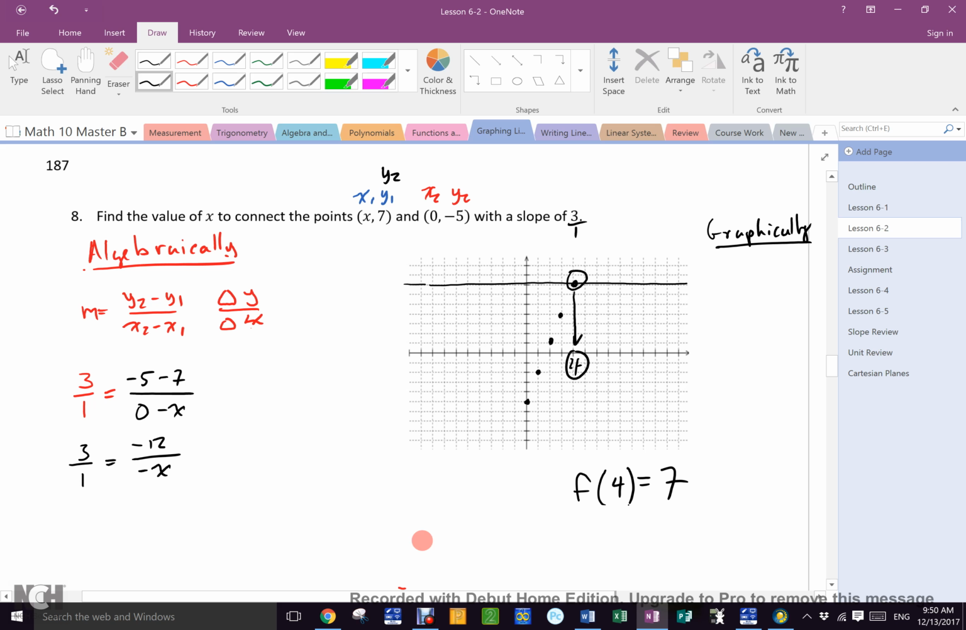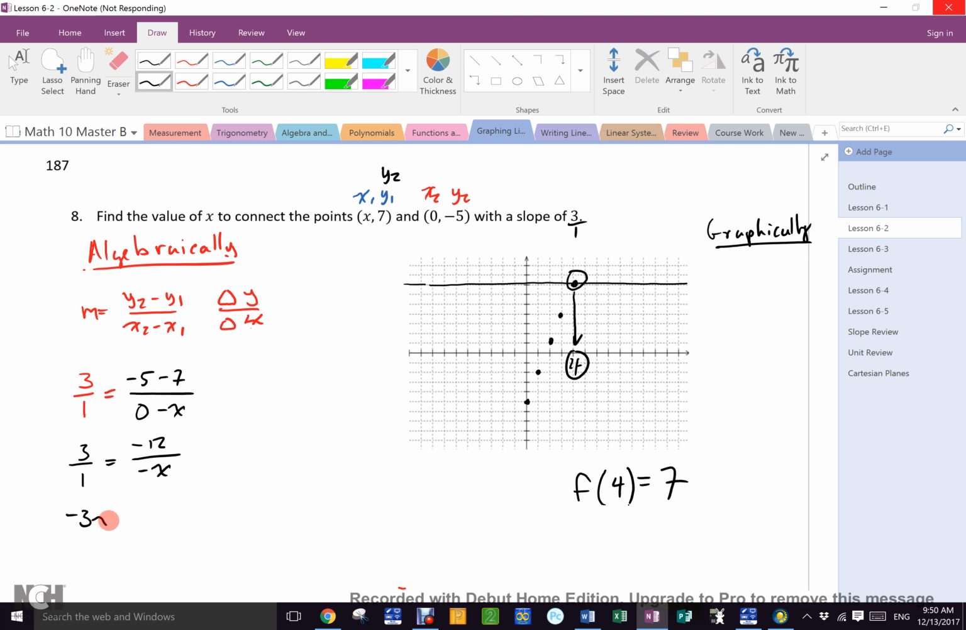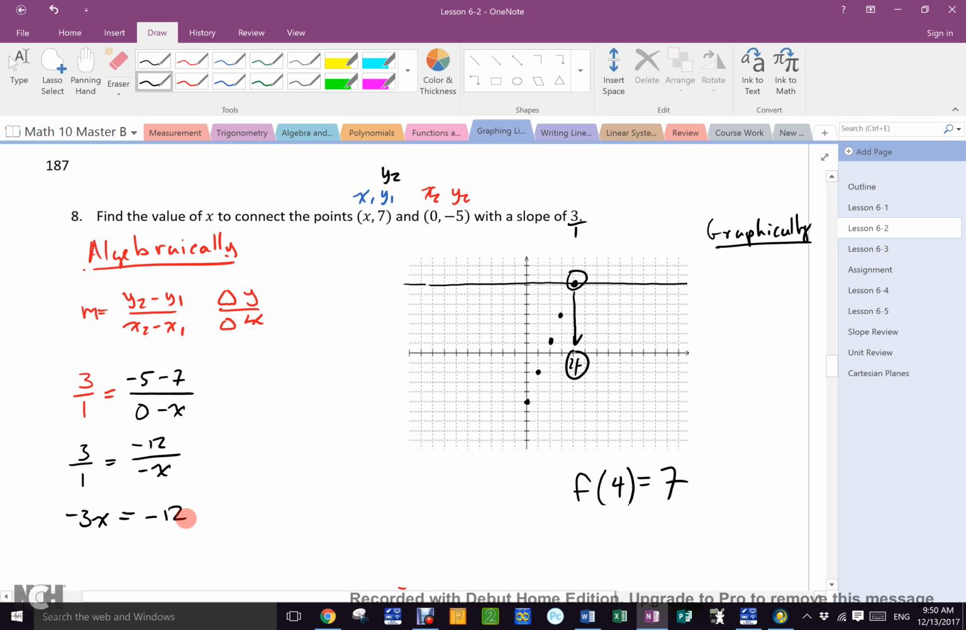So how can I cross multiply there? Always. Anyway, so cross multiply. 3 times negative x is negative 3x. Negative 12 times 1 is negative 12, right? Now what? Divide by negative 3, and x equals negative 12 divided by negative 3, which is 4, which is what we got anyway. Everybody cool? All right.